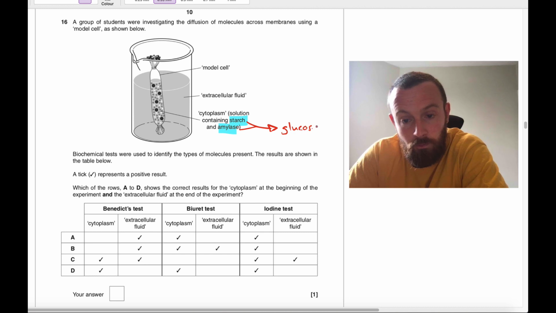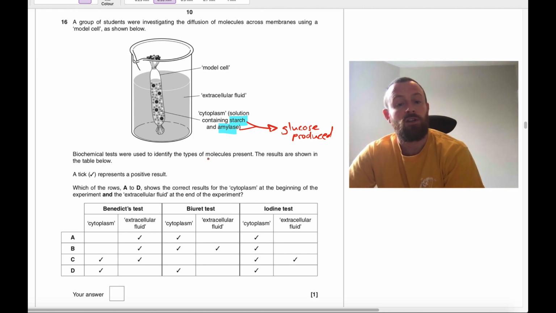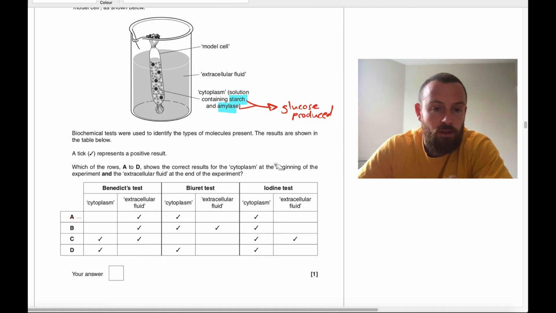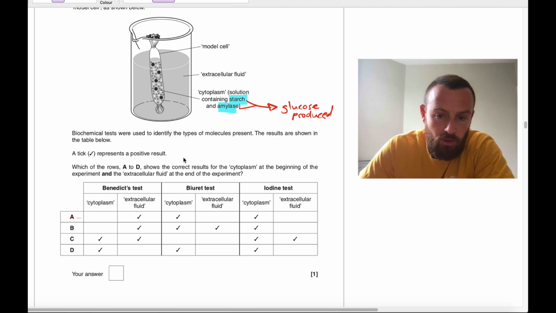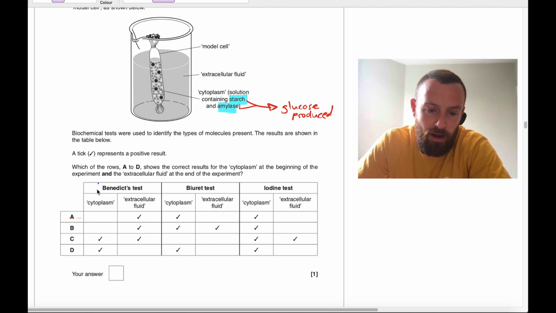Glucose is going to be produced inside the bag, isn't it, because we've got a starch and an enzyme. Biochemical tests were used to identify the types of molecules present. The results are shown in the table below. Okay, this question, the first time, threw me slightly, but let's see how you work it out. Let's come back to Benedict's test at the end, because I think this is the most tricky. First of all, let's look at the other two.